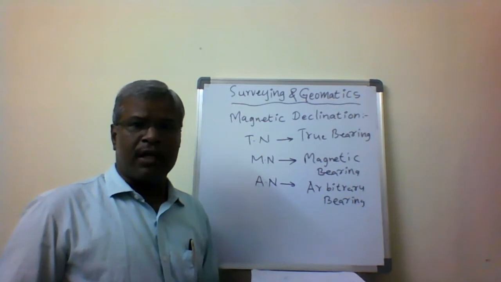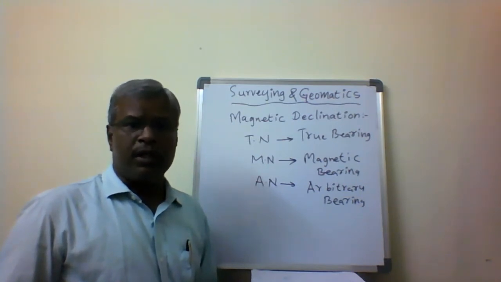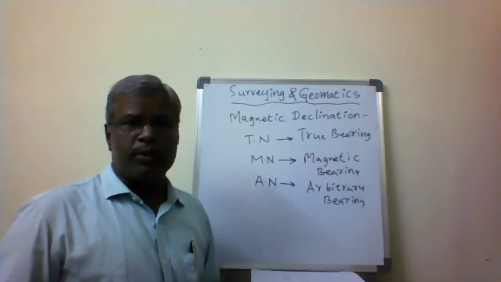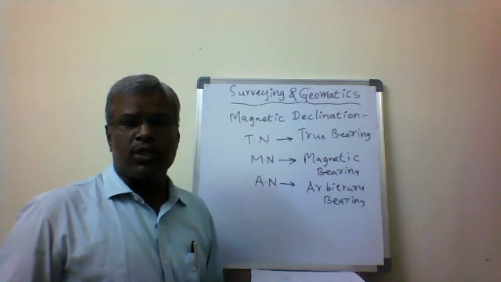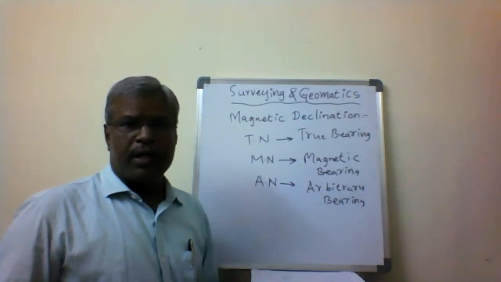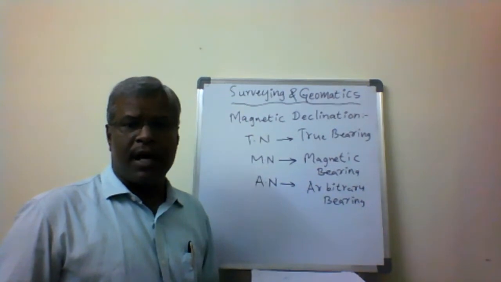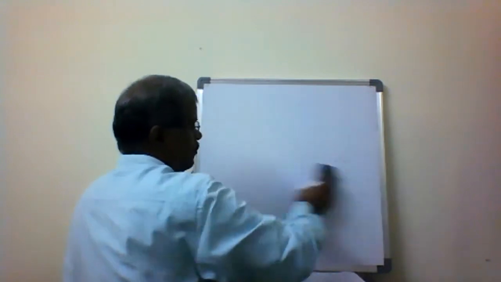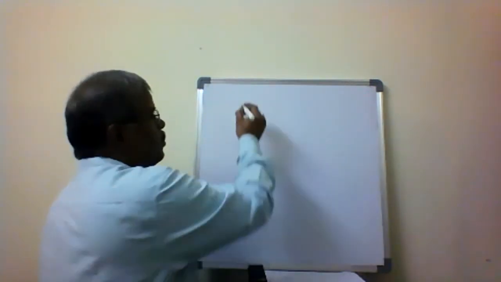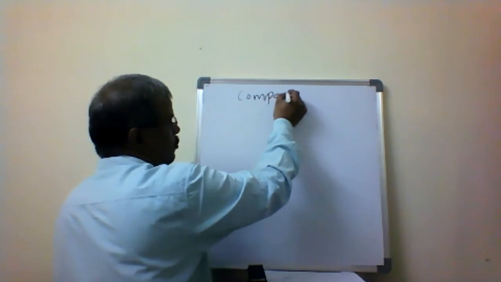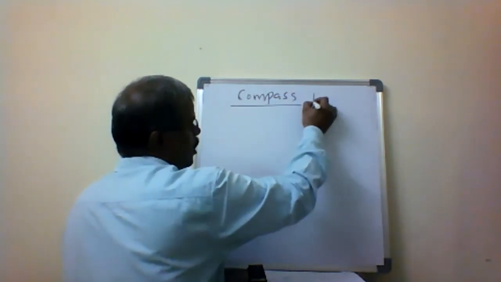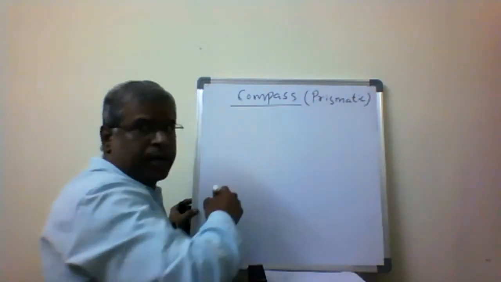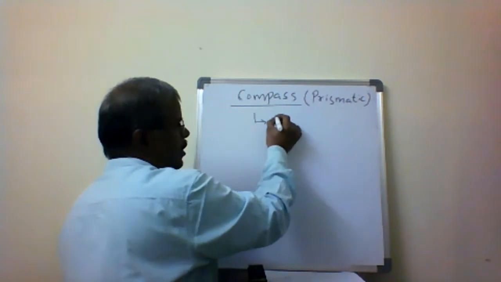If I want to get the angle directly, I have to use the theodolite instrument. From theodolite surveying, I get the angle directly. Angular measurements can be measured directly using the theodolite instrument. But by using the compass, I get the angle indirectly. So the compass is called an indirect measurement. Here I am using the prismatic compass, which gives an indirect measurement.